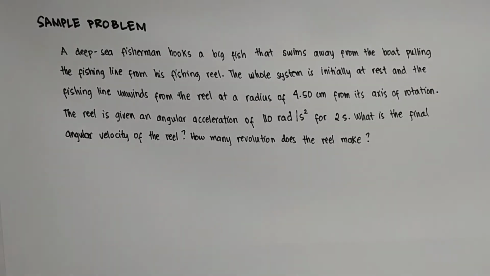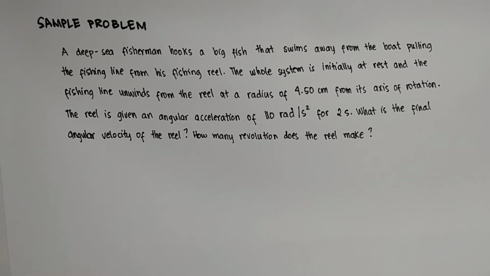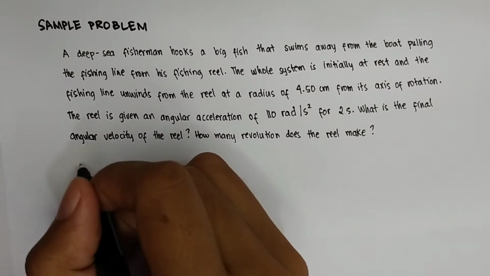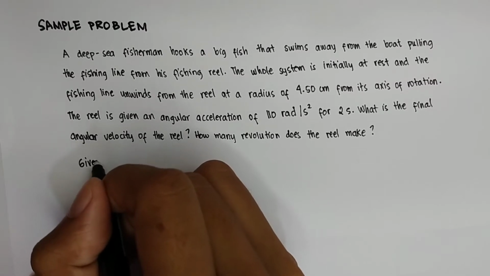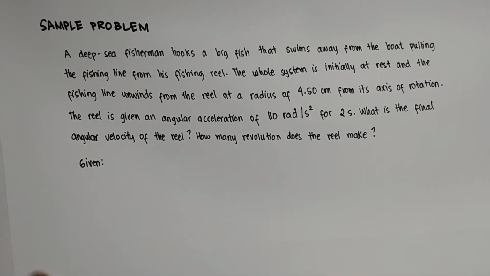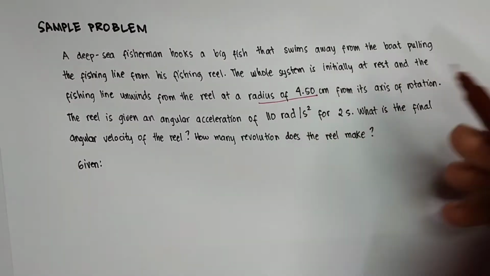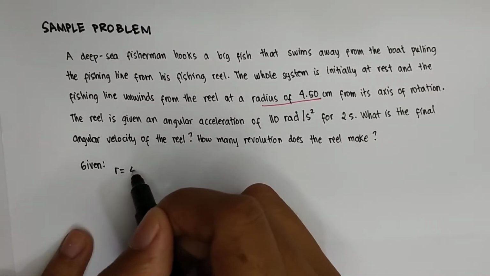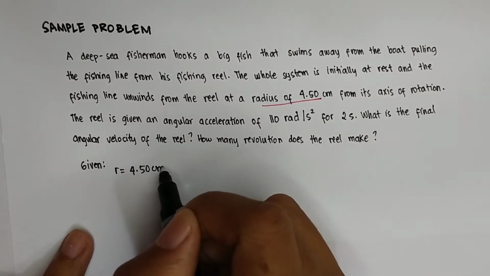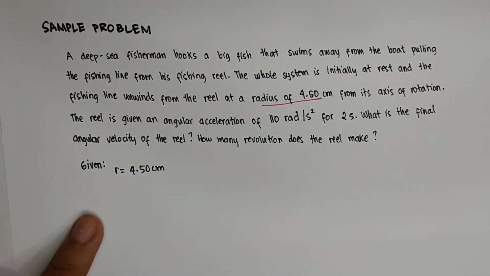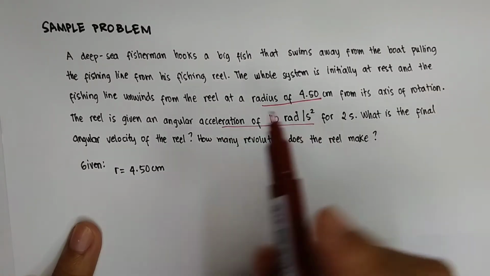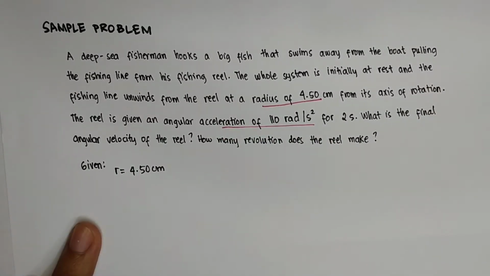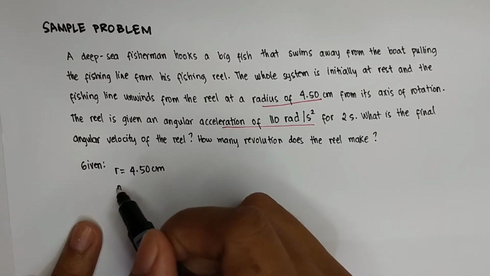First, we need to identify our givens. That is always our first step when we have a problem. We have here our radius: it says a radius of 4.50 centimeters, so the radius is 4.50 cm. Let's try if we can use it later. Then we have our angular acceleration, that is 110 rad per second squared.